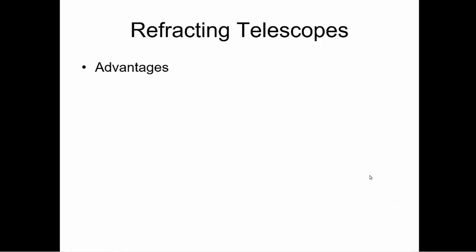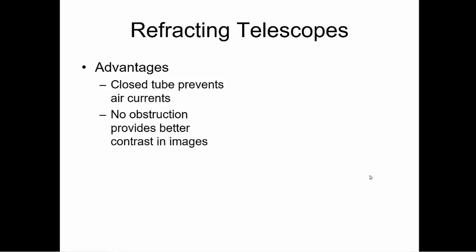Some advantages and disadvantages of these different types of telescopes. For refracting telescopes, advantages: you have a closed air tube that can prevent air currents. Believe it or not, air currents can be a problem in a telescope. If the mirror, for instance, is hot and cooling down, you'll have convection currents of air above it, and those can mess up your images. So in a refracting telescope you won't have things like that.